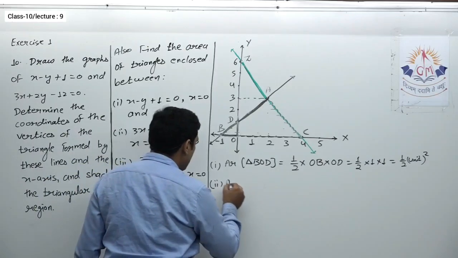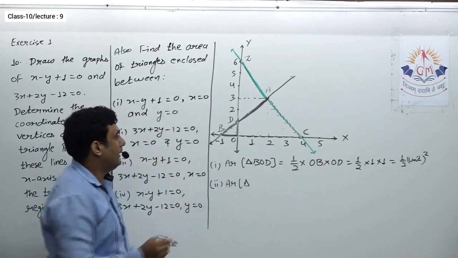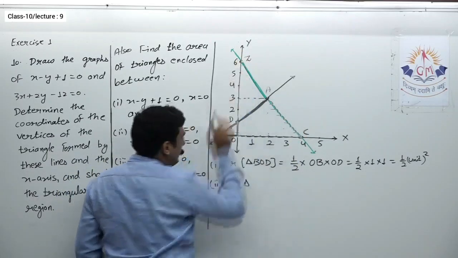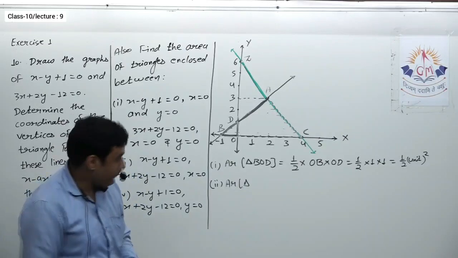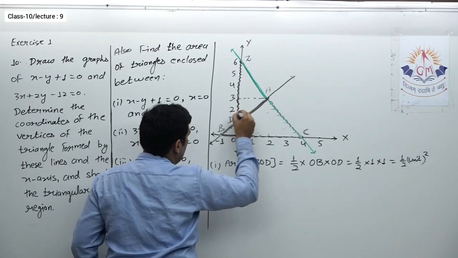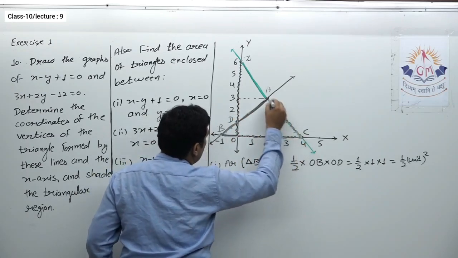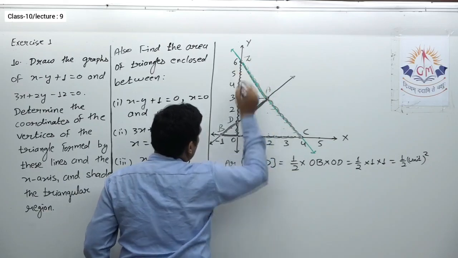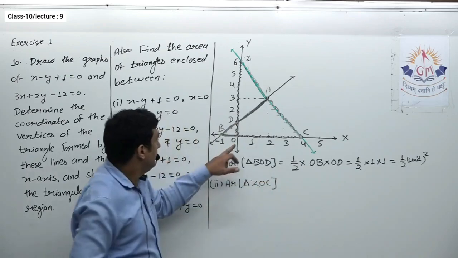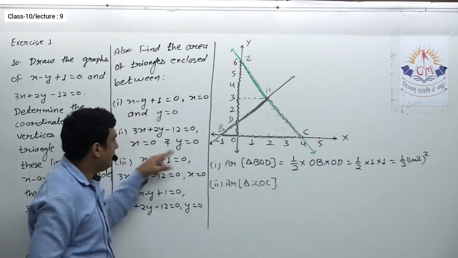Now the second one, area of triangle. The second says the second line and both the axes. So this green one is the second line, and both the axes, that means this. So actually this time this triangle is the area, this is the required triangle, triangle ZOC, isn't it? Between the green line and the x axis and y axis. This is the y axis, this is the x axis.